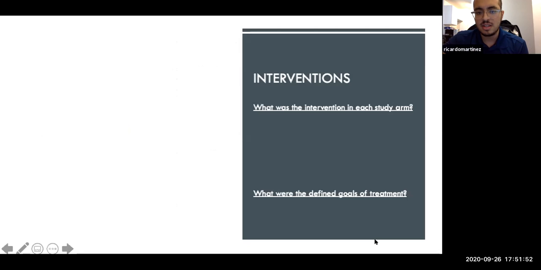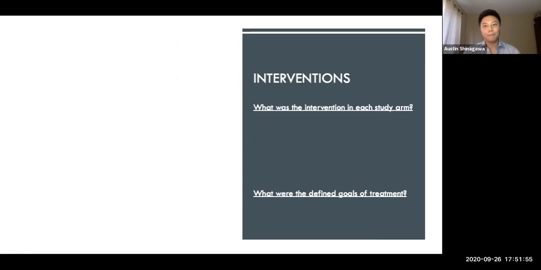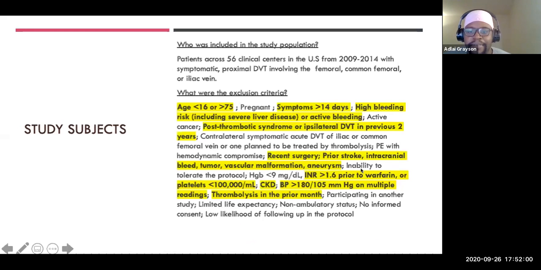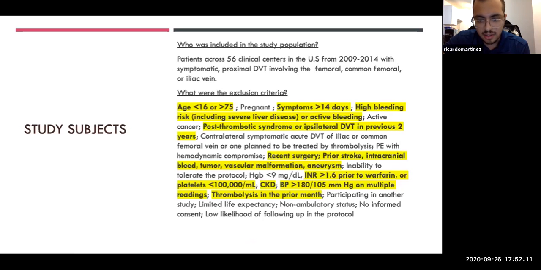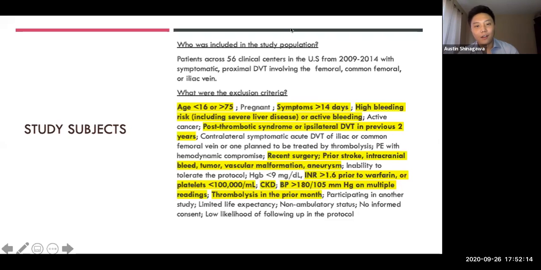I had a question. Could you go back to the exclusion criteria? Something with the symptoms lasting over 14 days, why would those people be excluded? And what symptoms were they talking about? Very good question. When you have symptoms greater than 14 days, this is the benchmark for when the clot starts to organize and become harder to remove or affect interventionally. Gotcha. All right, thank you.